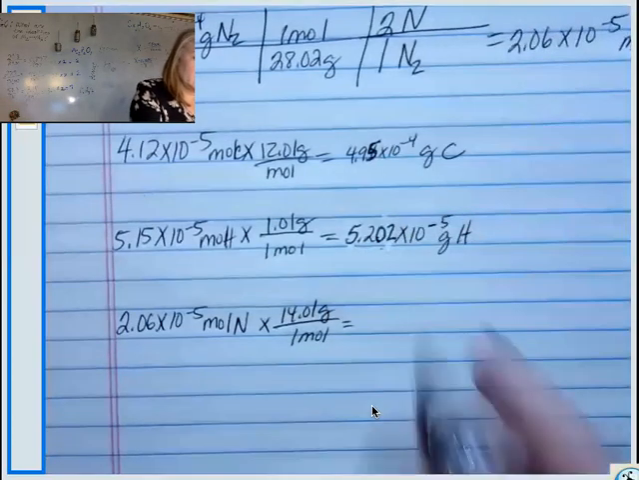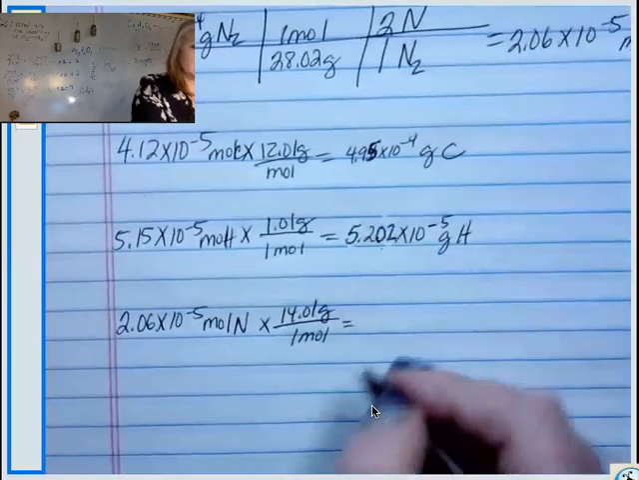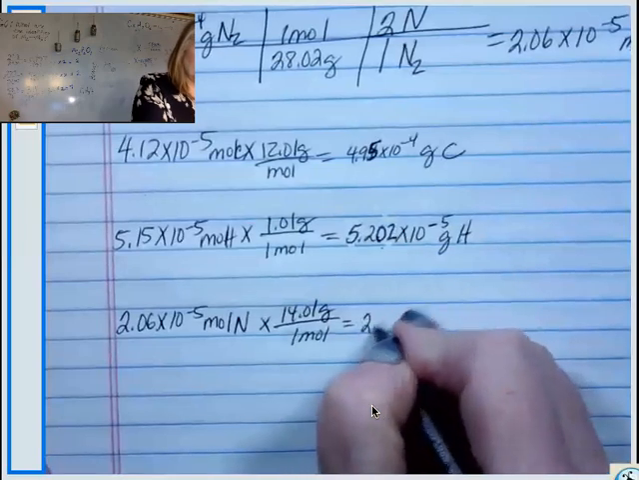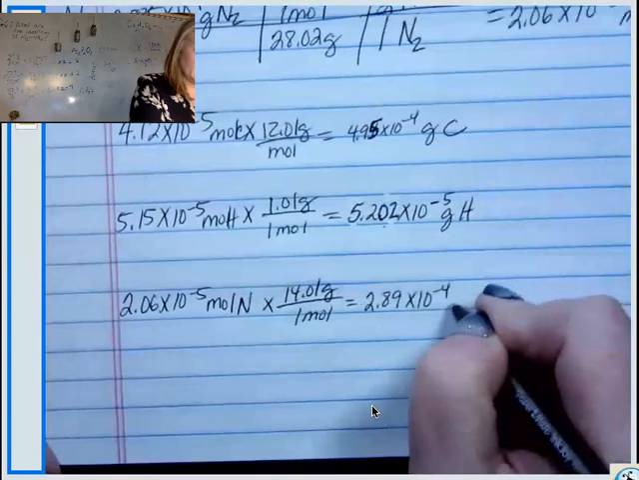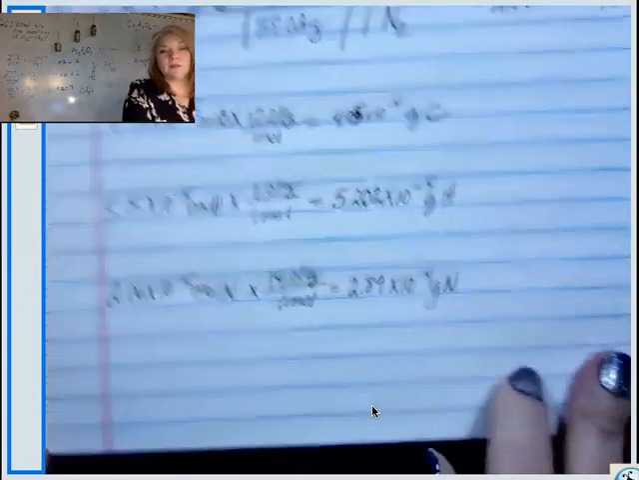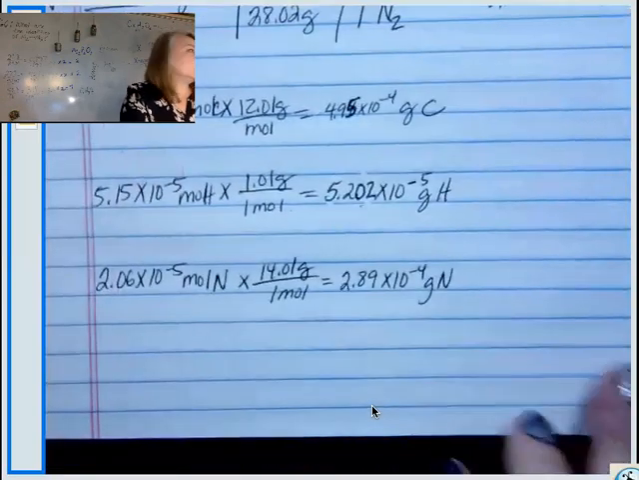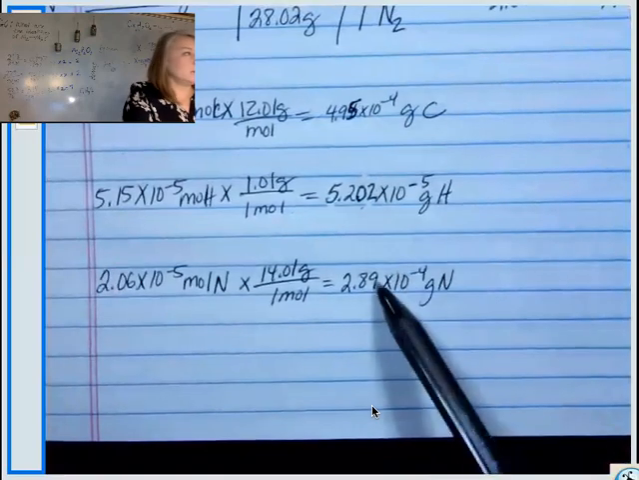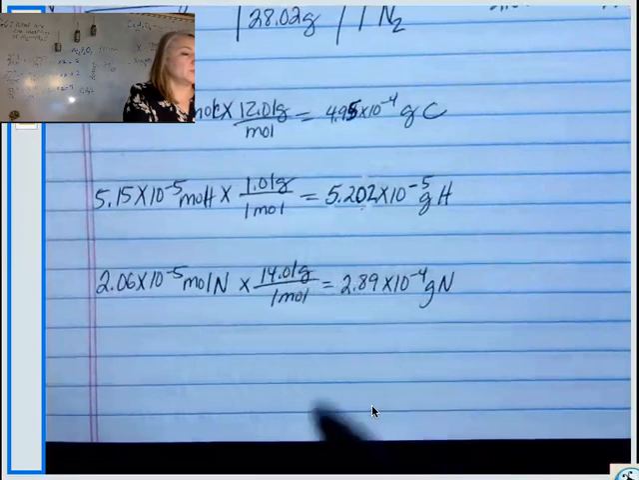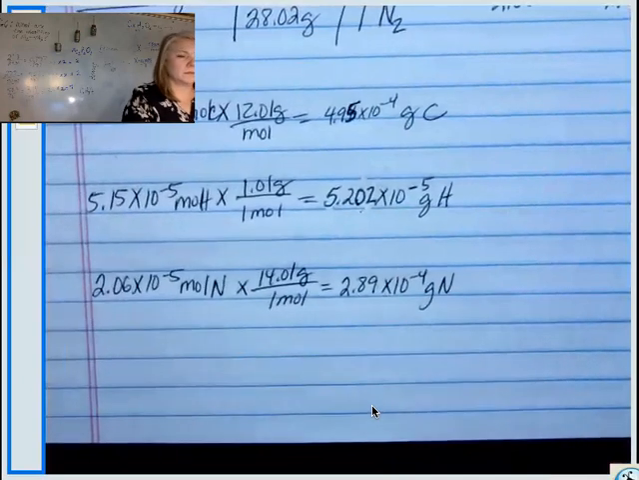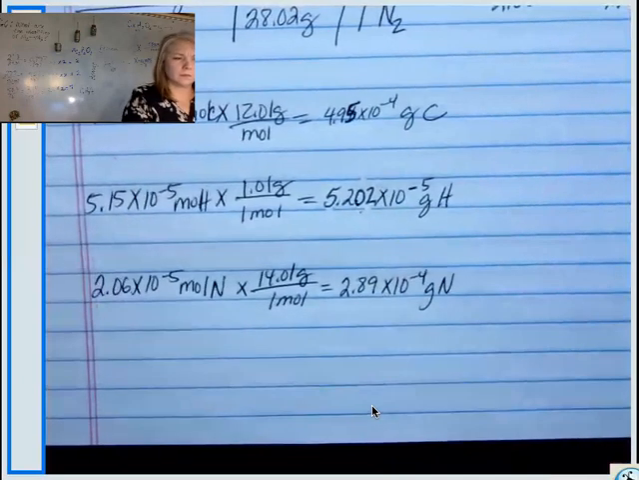All right, and then Lindley, what do you have for the last one? 2.89. And that would be grams of nitrogen. Okay, so we've got everything converted back to grams. Now, add those numbers up. And you're going to subtract from your original mass of your hydrocarbon to get how much oxygen is in there. Weren't those original numbers already in grams because we converted from milligrams to grams? So your answer would be in grams?